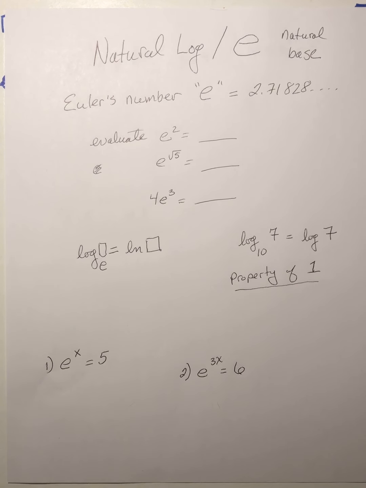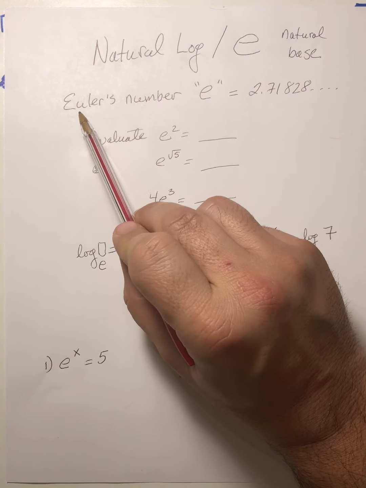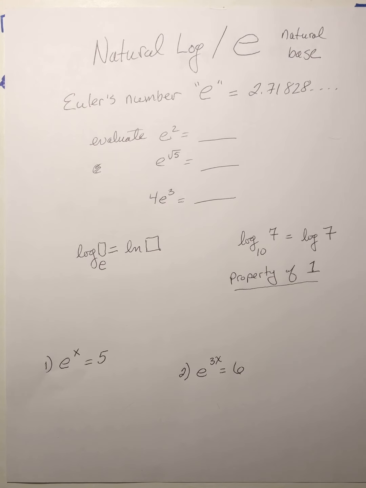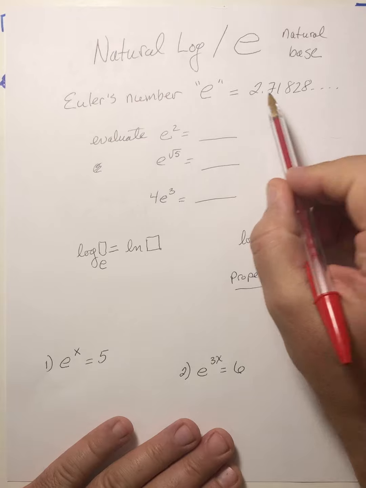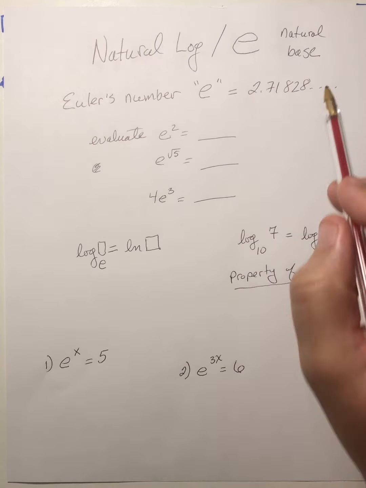All right, math fans, today we're looking at the natural log, or e. That's called the natural base. Okay, so the natural log, or e, is actually what's called Euler's number. Famous mathematician a few years ago, last year. This is his number, 2.71828 dot, dot, dot, dot, dot.